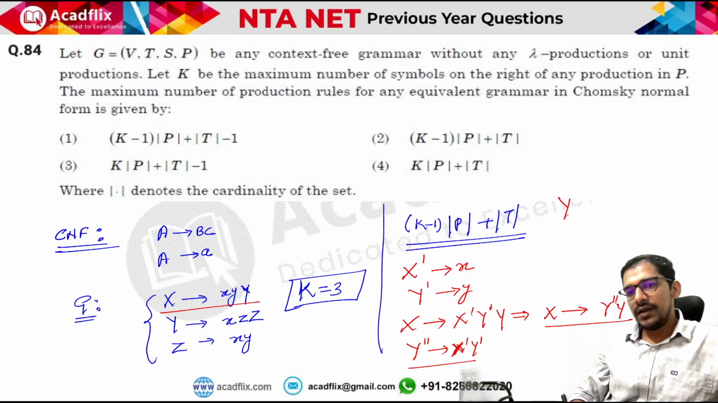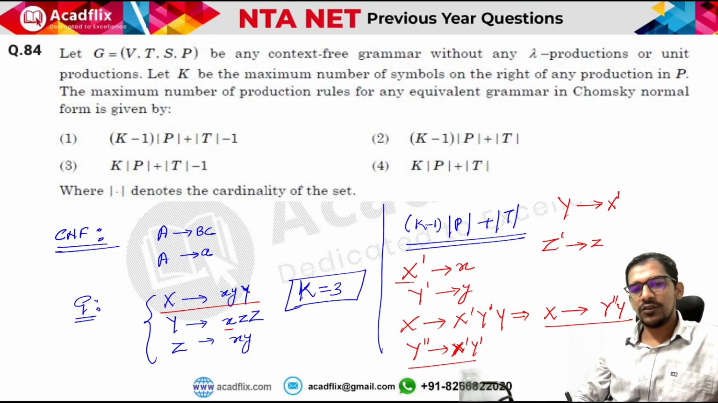Same thing we can do with the second production rule. We have Y tends to x, small z and capital Z. So these two are making the problem. X dash we have already taken as x, so instead of x we can put X dash, and let's take Z dash tends to z. So this production rule becomes X dash, Z dash, and then capital Z. Now this production rule is not in CNF, so we can take another production, let us say Z double dash, and we can call it X dash Z dash.